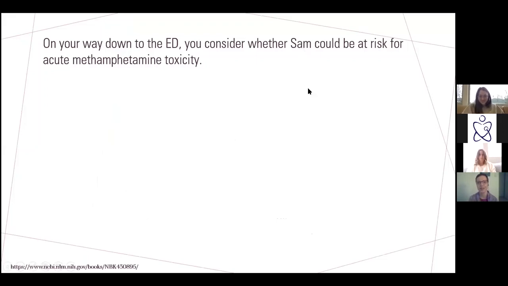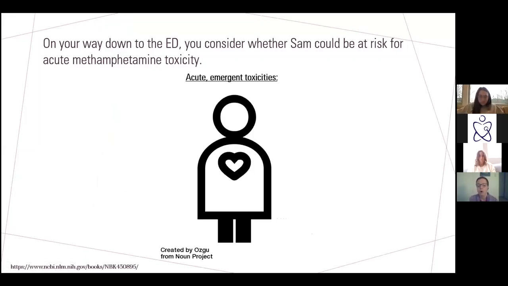Okay, sounds good. Cool. Okay, so on your way down to the emergency room, you're thinking about whether Sam could be at risk for acute meth toxicity. So what kind of things come to mind? When you think about the acute setting, someone's just done meth within the last few hours, what kinds of things might you be worried about?